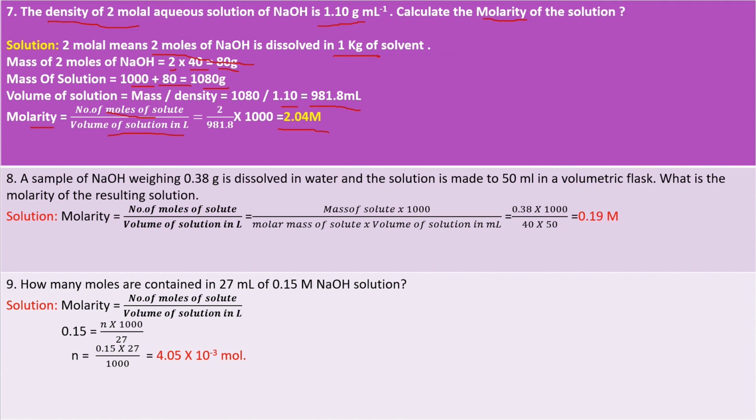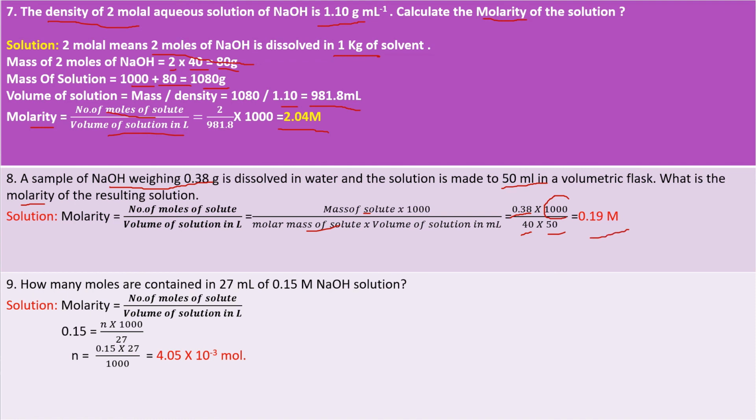Now the next is, a sample of NaOH weighing 0.38 gram is dissolved in water and the solution is made to 50 ml in a volumetric flask. Now, mass of solute is 0.38 and the volume of solution is 50 ml, and we have to calculate the molarity. Now, formula of molarity is equal to number of moles of solute divided by volume of solution in liter. Now, number of moles of solute is mass of solute upon molar mass of the solute. Mass of solute is 0.38, molar mass is 40, into 50, that is the volume of the solution. Convert it into liter and it is equal to 0.19 M.